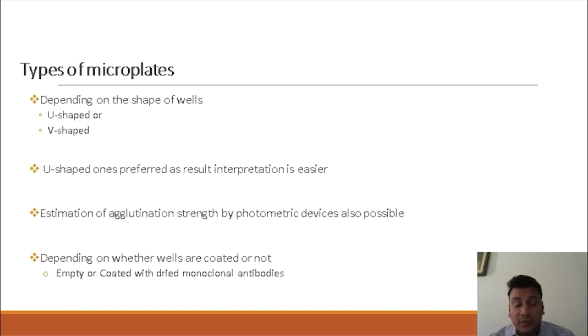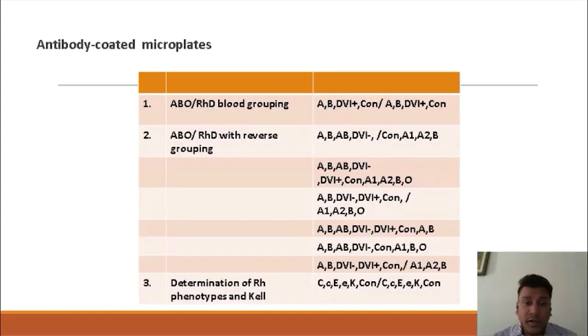They are usually coated with monoclonal antibodies, and this makes testing much easier, as if we already have the wells coated with anti-A, anti-B and anti-D, then forward grouping can be easily done. This table shows the various formats in which microplates are available in the market. For forward grouping, they are already coated with the respective antisera, and we also have microplates for forward and reverse grouping. Also, there is a third configuration in which they are coated with Rh antibodies, and this can be used to do the respective phenotyping.